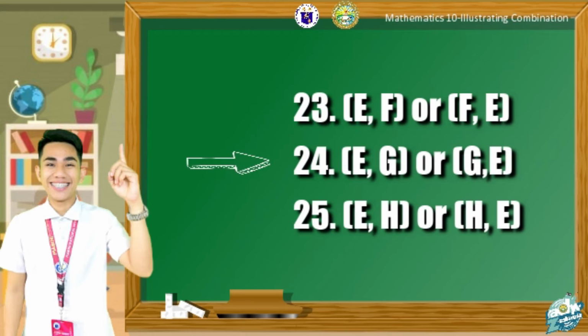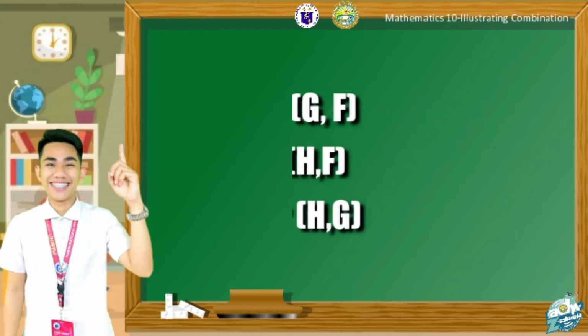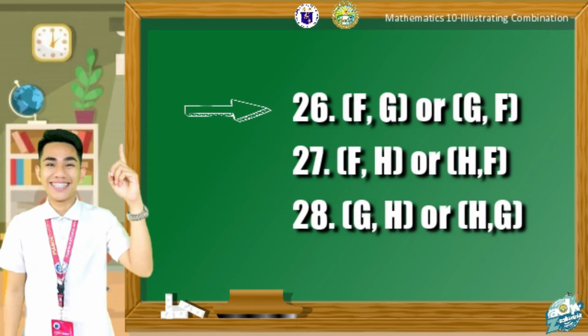Number 24, student E and student G, or student G and student E. Number 25, student E and student H, or vice versa. Number 26, student F and student G, or student G and student F. Number 27, student F and student H, or vice versa. Number 28, student G and student H, or student H and student G.